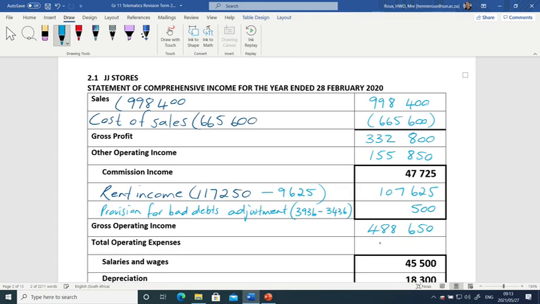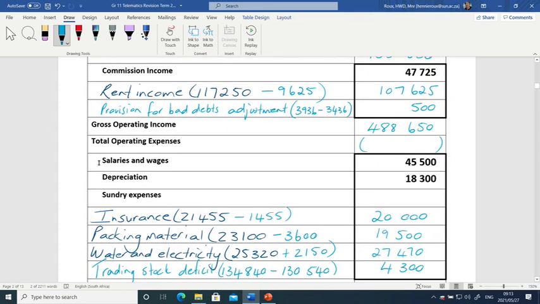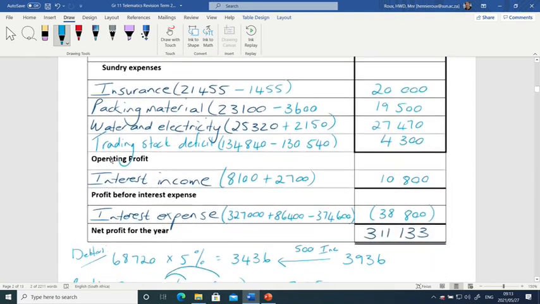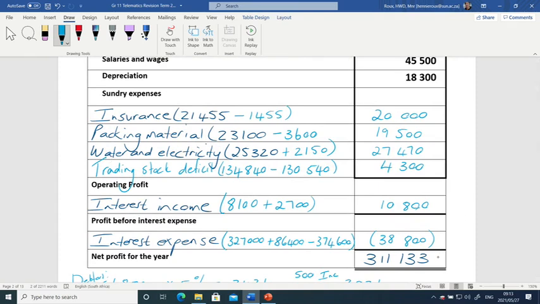488,650. Then we know we must subtract the expenses, but we have a problem because we don't have sundry expenses. So we can't go any further. We have to start from the bottom because they gave us the net profit. And again, when we start from the bottom, working upwards, we reverse the signs.